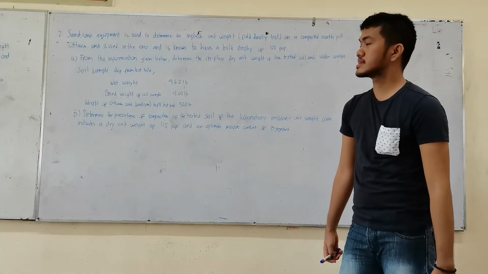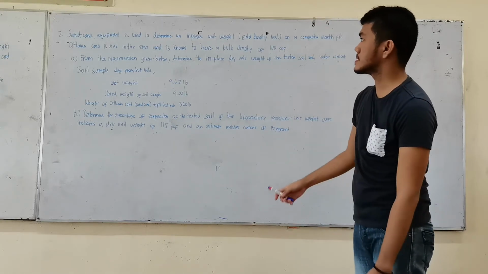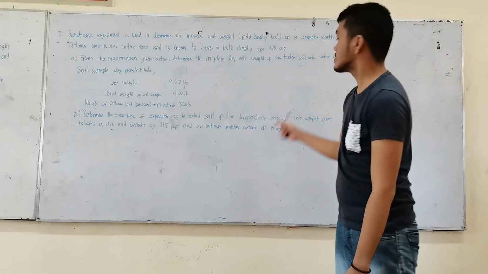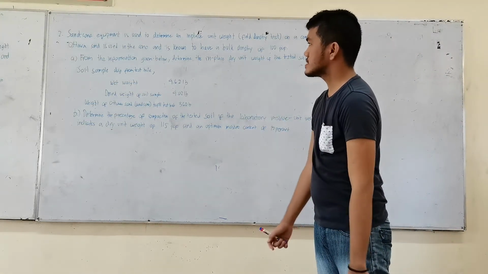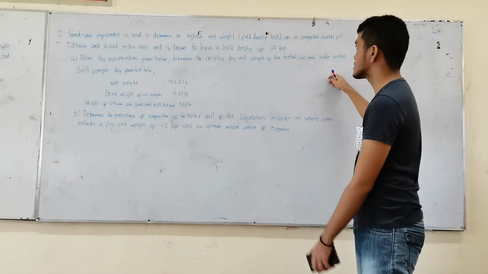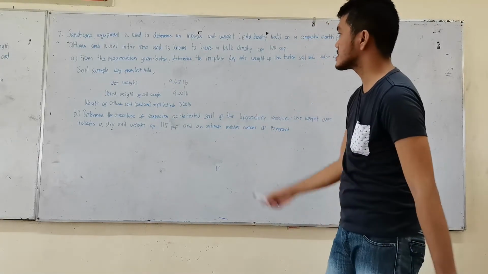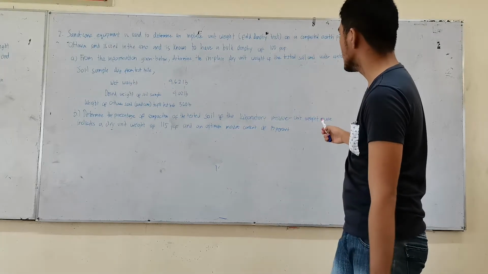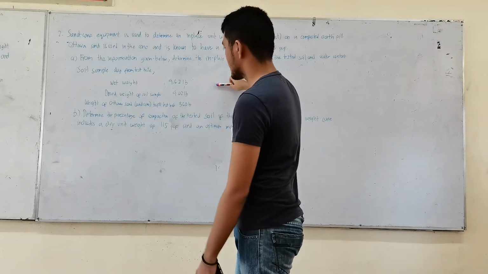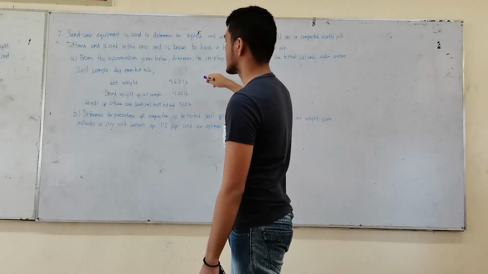So moving on to the next problem, we have sample equipment used to determine an in-place unit weight, a field density test on a compacted earth fill. Ottawa sand is used in the cone and is known to have a bulk density of 100 pounds per cubic feet. We have two problems. First, from the information given below, determine the in-place dry unit weight of the tested soil and water content. So we have here the set of values for the soil sample dug from the test hole.